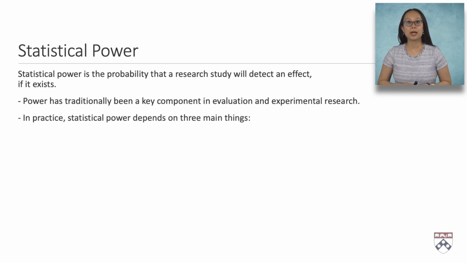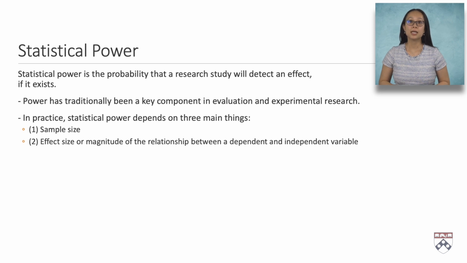And in practice, statistical power depends on three main things. One is the sample size, so how many participants or units are included in the study. The second is something referred to as an effect size, which is the magnitude of the relationship between the dependent and independent variable. So the effect size focuses on how large of a difference between the treatment and the control groups you expect to see. And then finally, statistical power depends on something called the significance level, which is usually denoted by the Greek letter alpha in statistical problems.